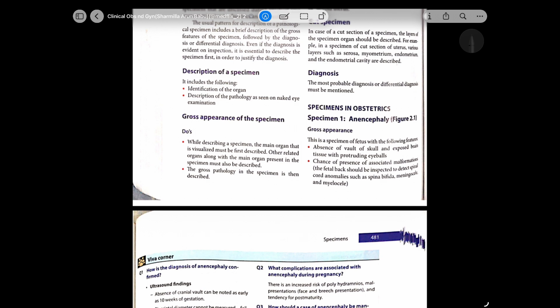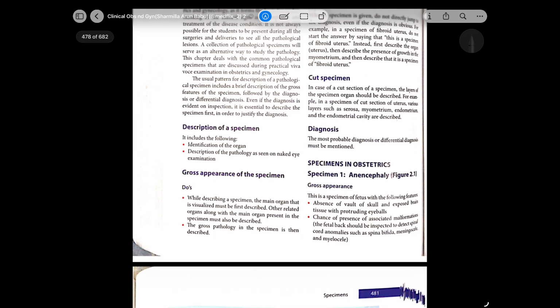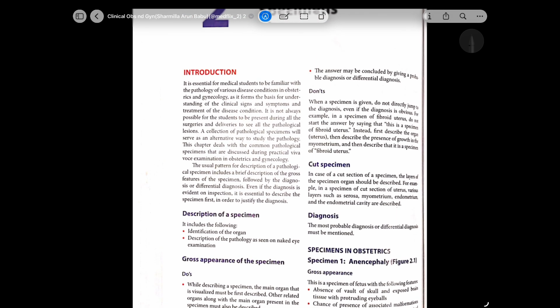Do's. While describing a specimen, the main organ that is visualized must be first described. Other related organs along with the main organ present in the specimen must also be described. The gross pathology in the specimen is then described. The answer may be concluded by giving a probable diagnosis or differential diagnosis.